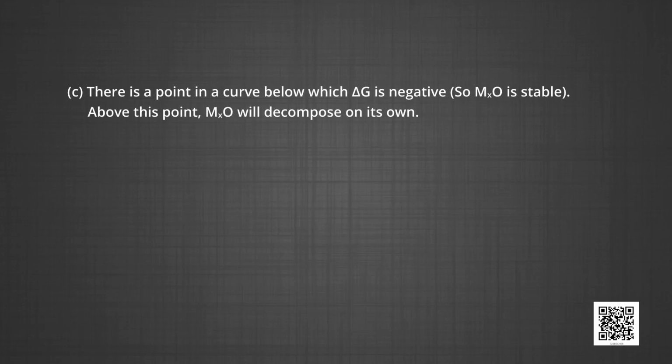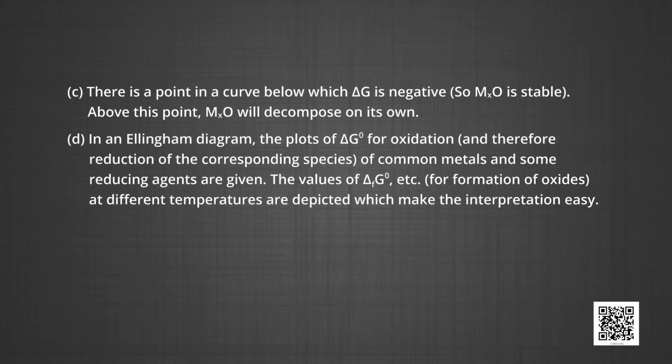Above this point, metal oxide will decompose on its own. In an Ellingham diagram, the plots of delta G naught for oxidation, and therefore reduction, of the corresponding species of common metals and some reducing agents are given. The values of delta G naught for formation of the oxides at different temperatures are depicted, which makes the interpretation easy.